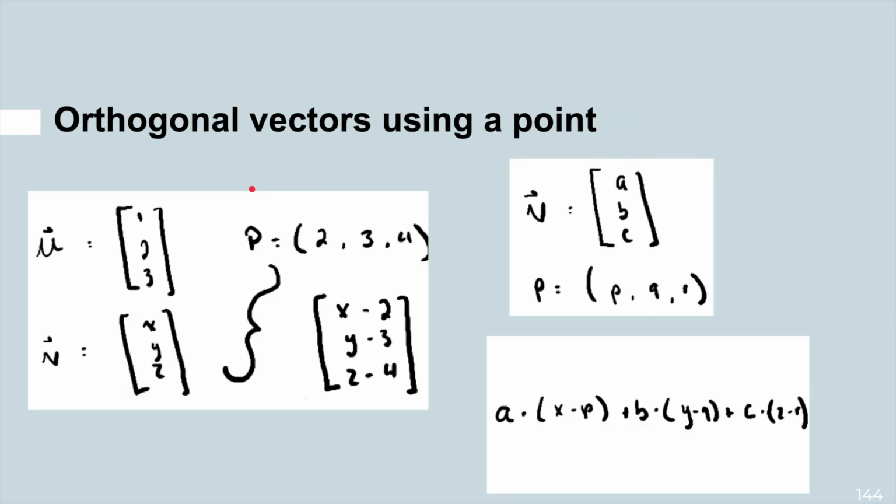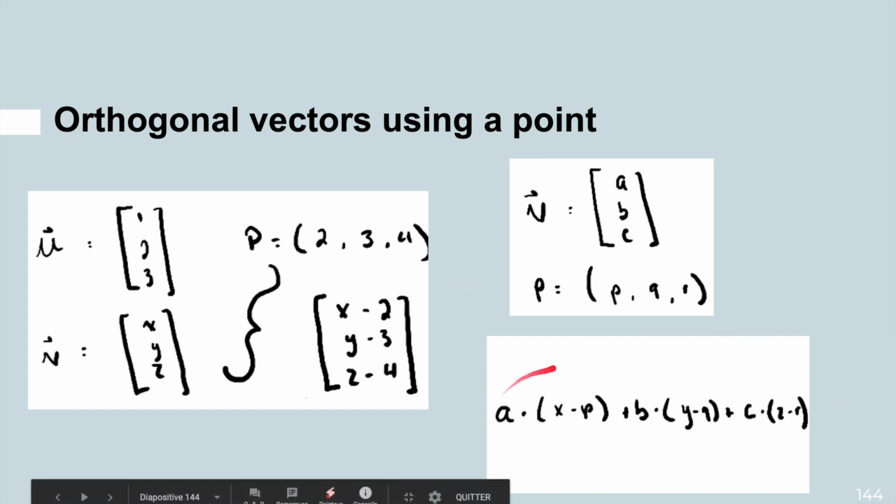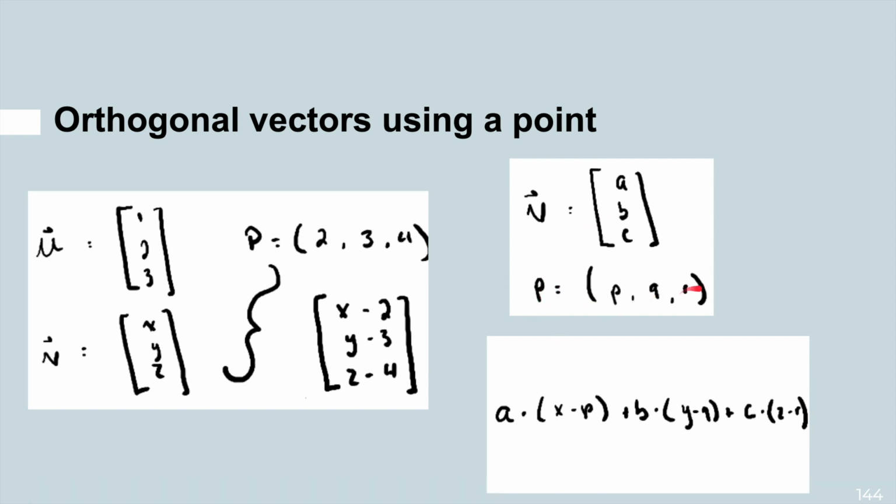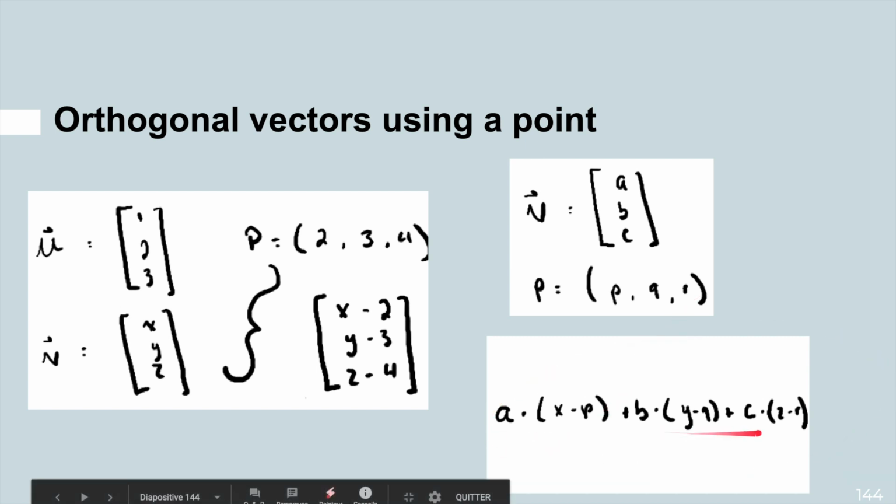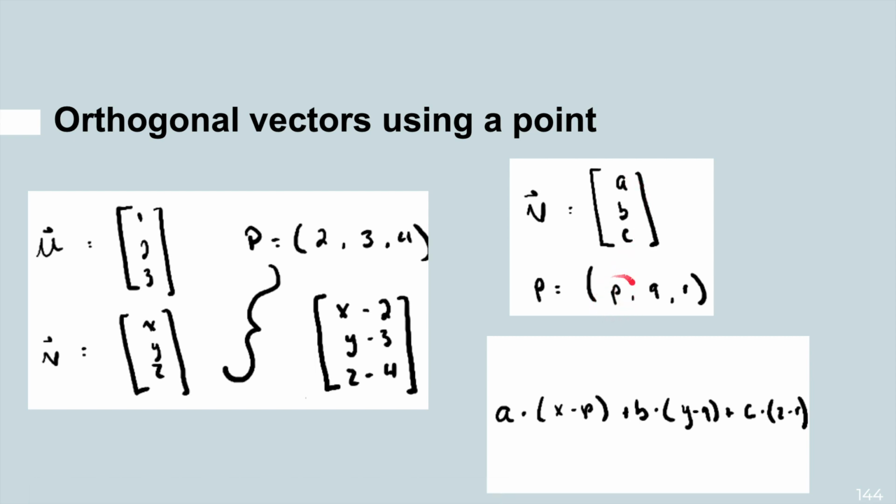So you might be asked to find a vector that's orthogonal to another vector using a point. So here we have vector u, which is (1, 2, 3), and we have the point that our other vector passes through, which is (2, 3, 4). We're going to use this equation here. So if we were to rewrite v as just (a, b, c), and we have the point, which is (p, q, r), the equation we're going to use is here. So we are going to just do a multiplied by (x minus p) plus b multiplied by (y minus q) plus c multiplied by (z minus r).